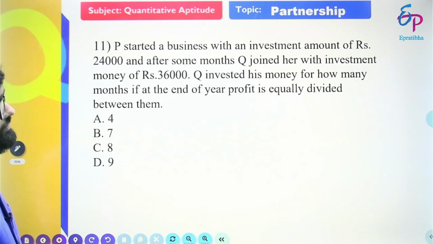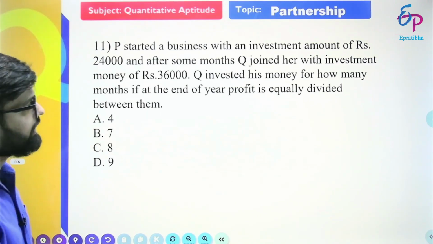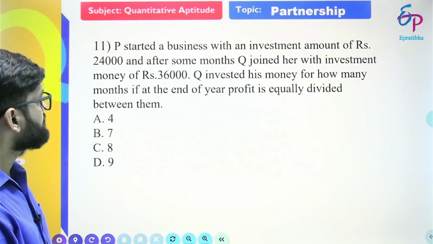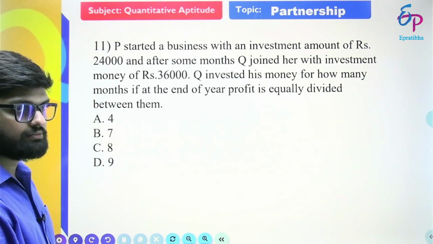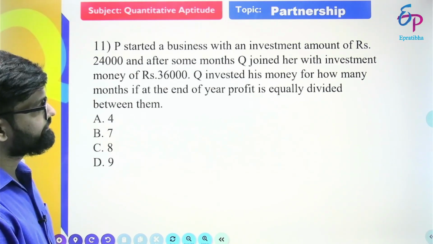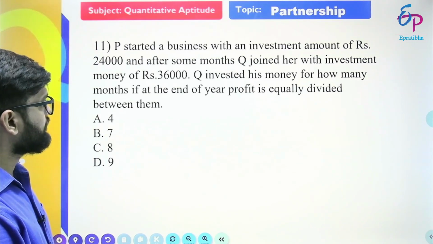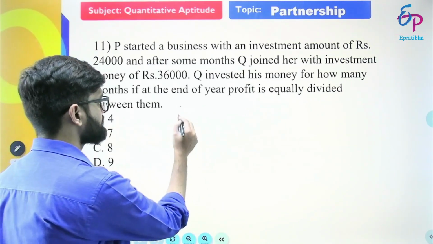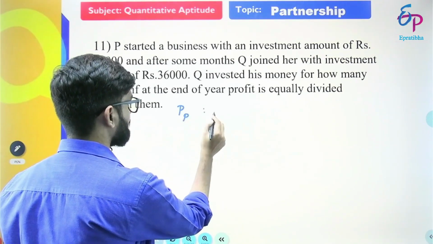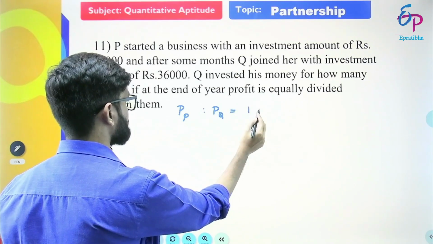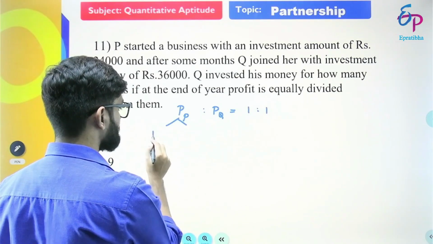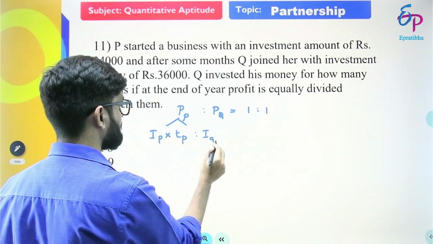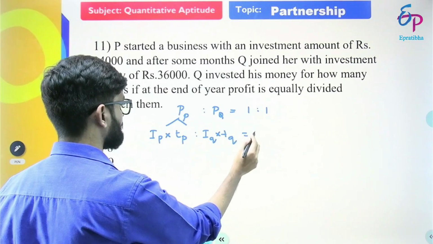P started a business with an investment of rupees 24,000 and after some months Q joined her with an investment of 36,000. Q invested his money for how many months if at the end of the year the profit is equally divided between them? Profit equally divided means profit of P is to profit of Q is equal to 1 is to 1. Profit of P is investment of P into time period of P, and this is investment of Q into time period of Q, equal to 1 is to 1.